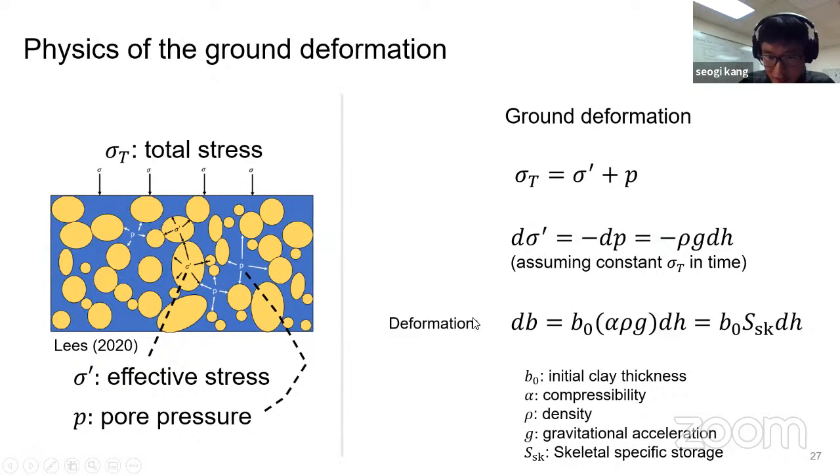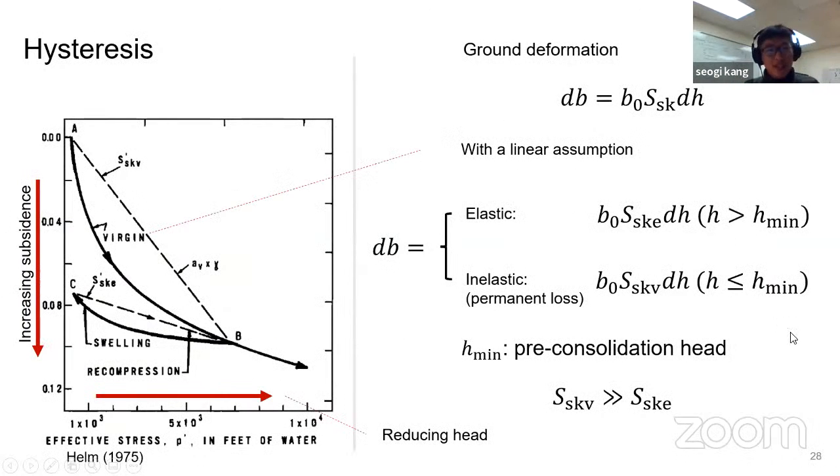That's why head generates changes in effective stress. The deformation we're interested in can be written like this: deformation is linearly related to the change in head and a property called the skeletal specific storage, SSK, where B naught is the initial clay thickness. The bottom line is that the deformation is linearly related to the skeletal specific storage, SSK, as well as the changes in head.